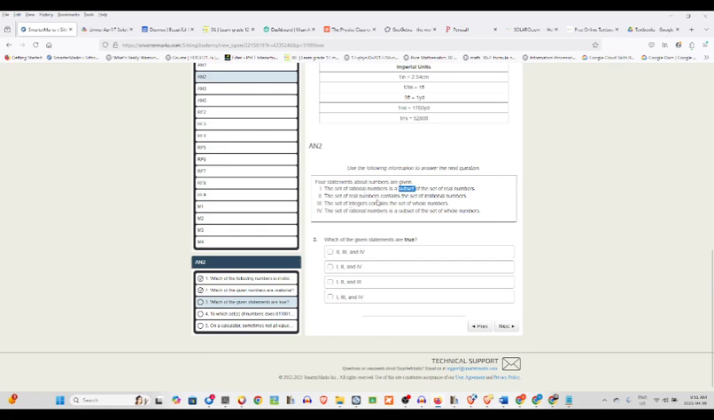The set of integers contains the set of whole numbers. Yes, the whole numbers are 0, 1, 2, 3, 4. They are all within the integers. So 1, 2, and 3 are true. Process of elimination says 4 is the false one. The set of rational numbers is a subset of the whole numbers. No, there are rational numbers which are not whole. 1/2 is rational, 1/2 is not whole.